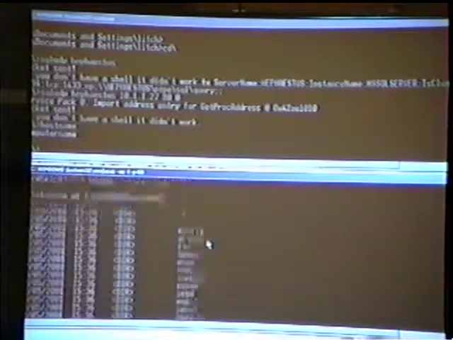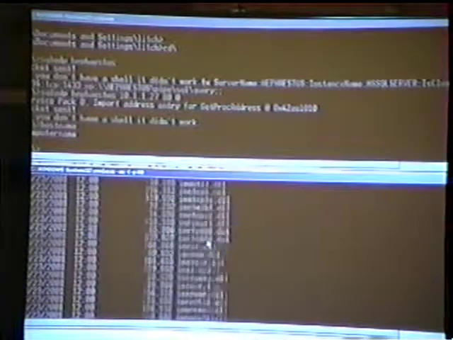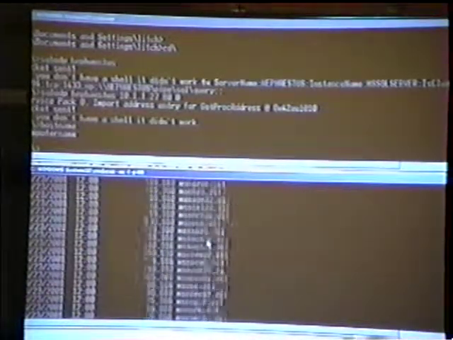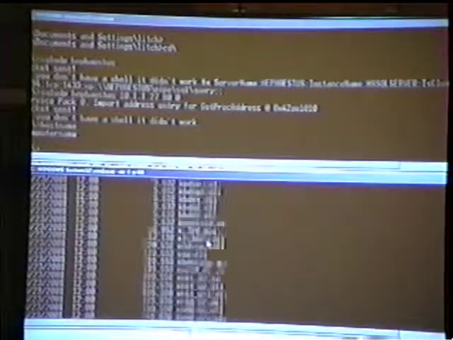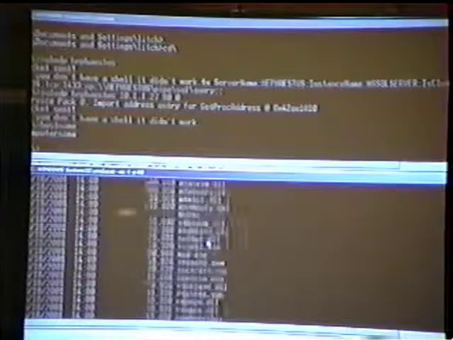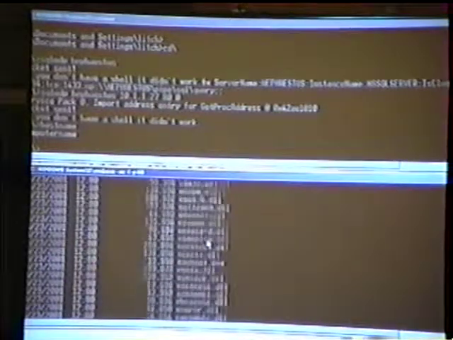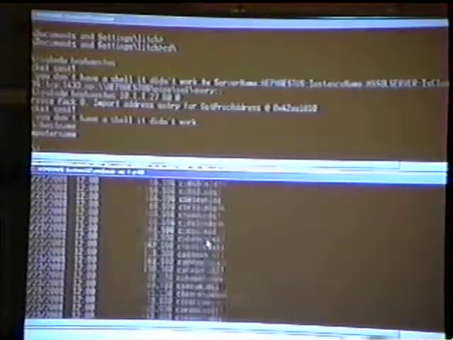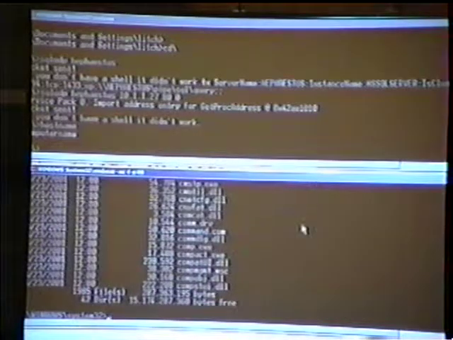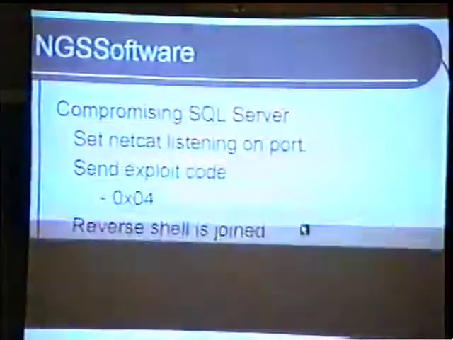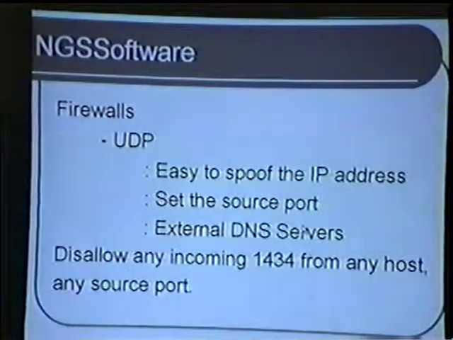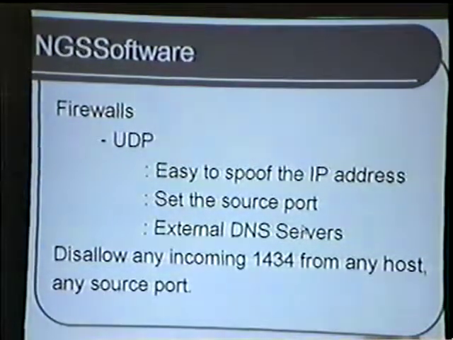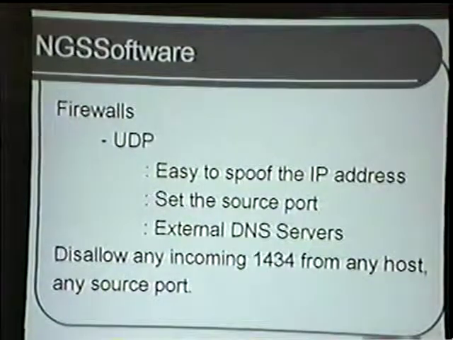And as we can see, we haven't had to go through the rigmarole of calling CreatePipe or anything like that. Basically, the handle for standard in, standard out, and standard error is the socket itself. So that is that. The code to do this is in the back of the book, as I said. So in terms of firewalls, this is obviously a serious issue.